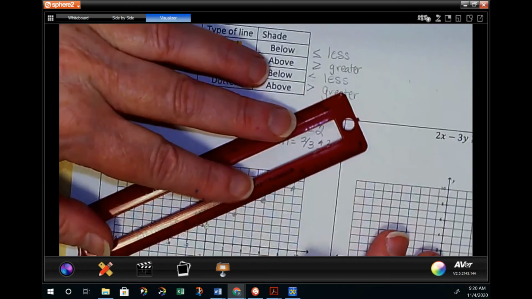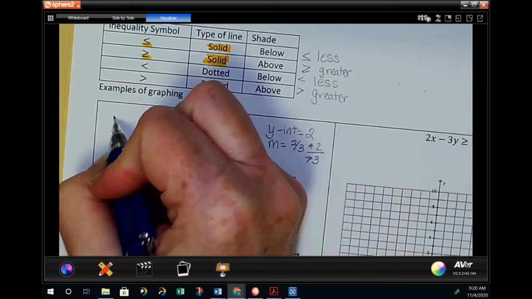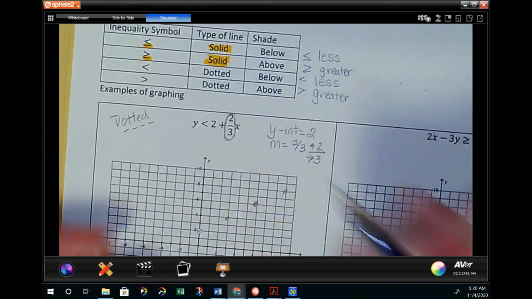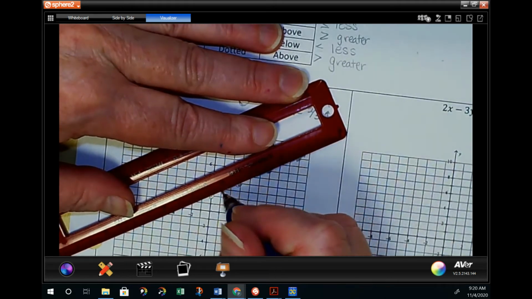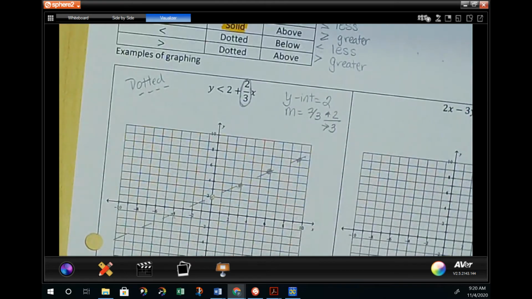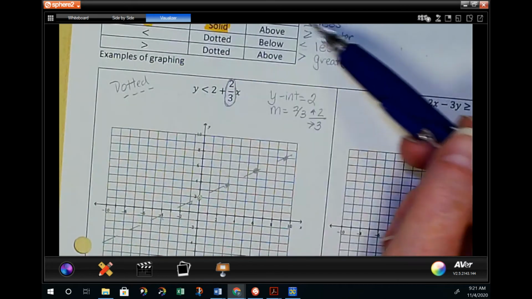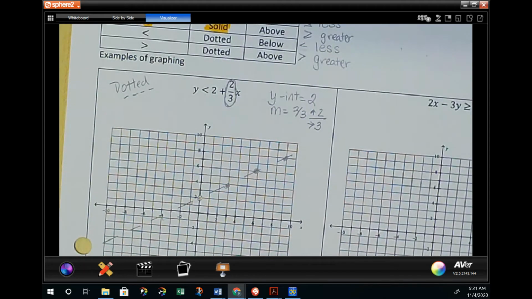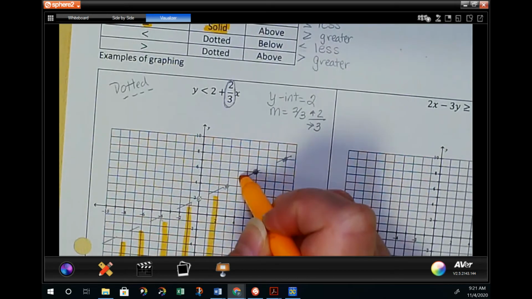And then this part, there's no line under it, so I know that I'm going to have a dotted line. So I'm going to take my ruler and I'm just going to make a dotted line. Now the next thing is, it's less than because it's pointing to the left, so that means that I have to go below. So I'm going to shade below. I'm going to take a highlighter or something, and I'm going to shade all of that below my line.